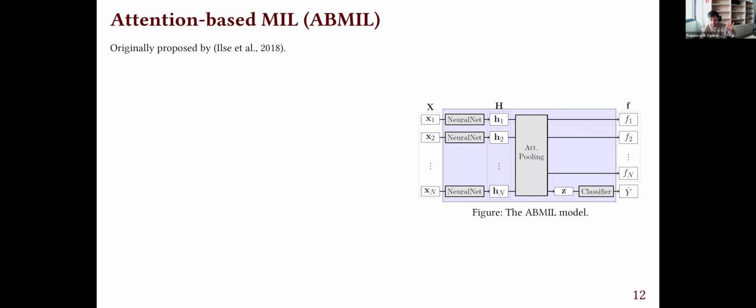This on one hand, and then on the other hand, it will depend how well your attention mechanism finds the important instances. This is a very simple attention mechanism, but you can use other attention mechanisms. For example, you can use transformers, graph neural networks, and all that will influence the diagnosis.